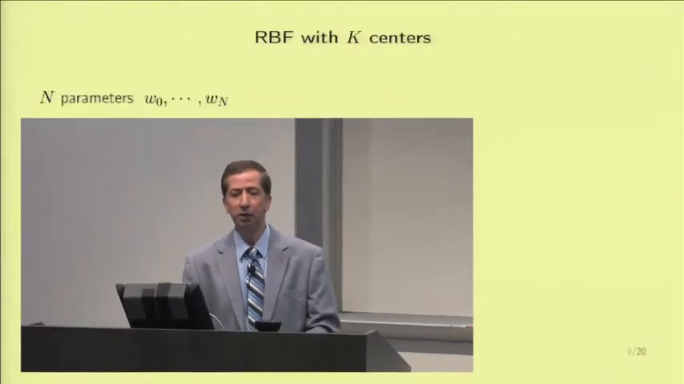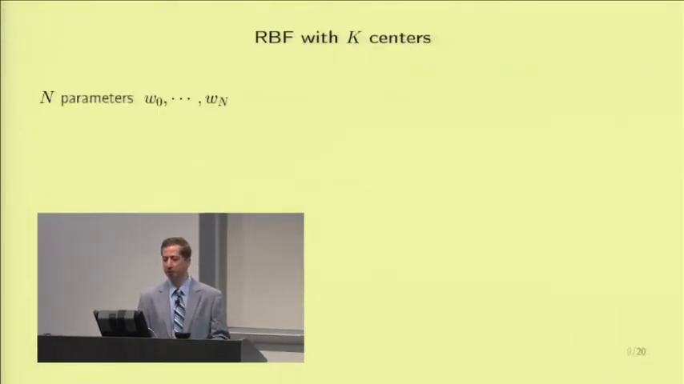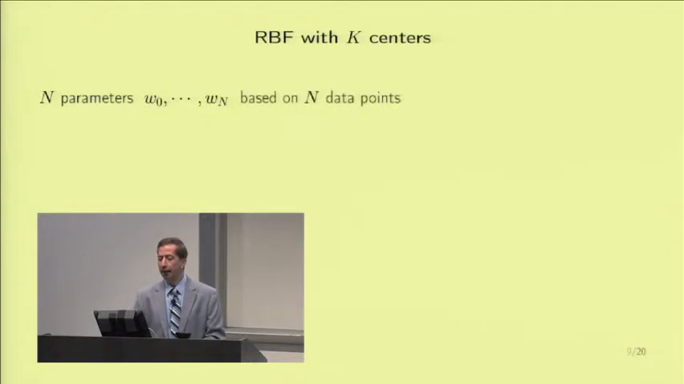Now let's look at the model we had, which is the exact interpolation model, and modify it a little bit in order to deal with a problem that you probably already noticed. In the model, we have capital N parameters, w1 up to wN, and it is based on capital N data points. I have N parameters, I have N data points.